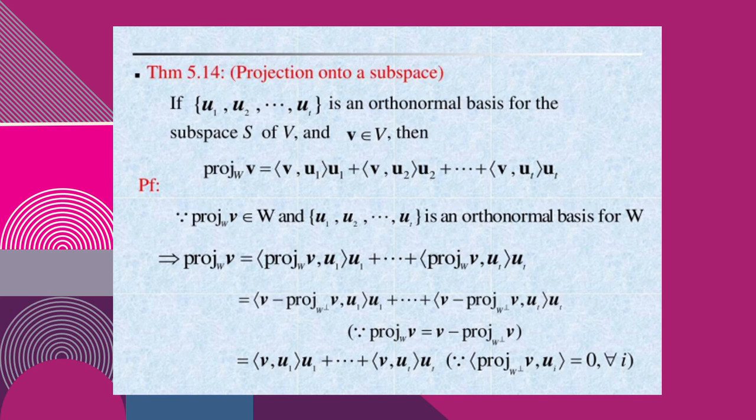The inner product of V and u1 times u1, plus the inner product of V and u2 times u2, and so on. The proof relies on the fact that this projection lives inside W. And since the ui vectors form an orthonormal basis, we can rewrite everything using those special inner product properties, eventually showing the formula holds true.